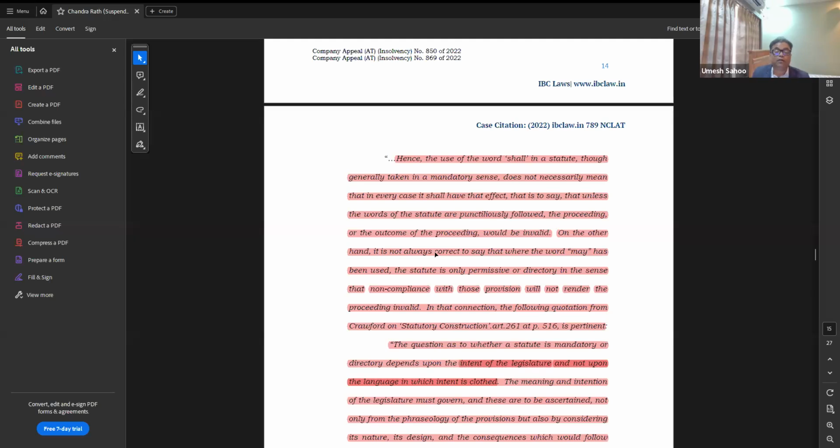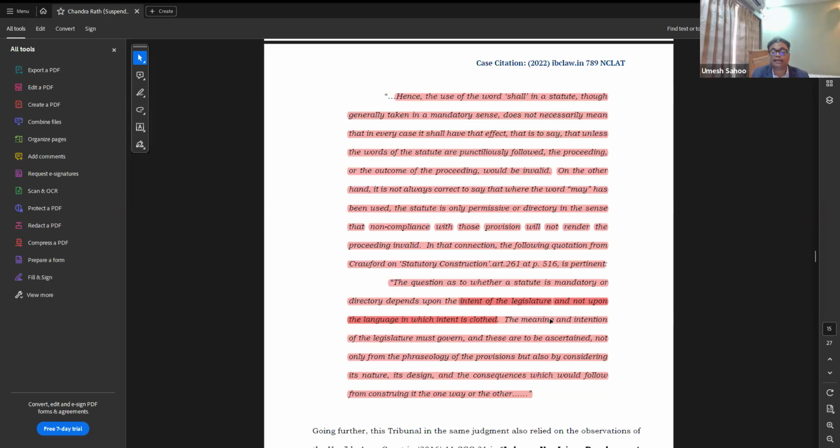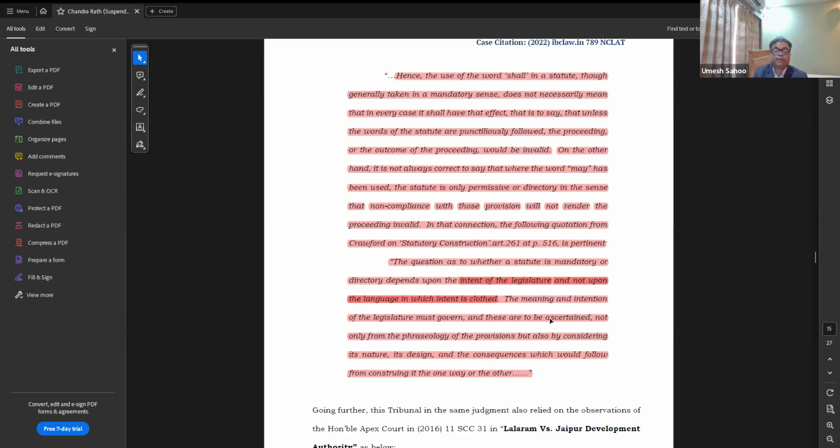On the other hand, it is not always correct to say that the word "may" used in a statute is only permissive or directory, in the sense that non-compliance with the provision will not render the proceeding invalid. So in the help of "may," we cannot take an excuse for non-compliance of the provision. So the question as to whether a statute is mandatory or directory depends upon the intent of the legislature and not upon the language in which intent is clothed. So it is very interesting.